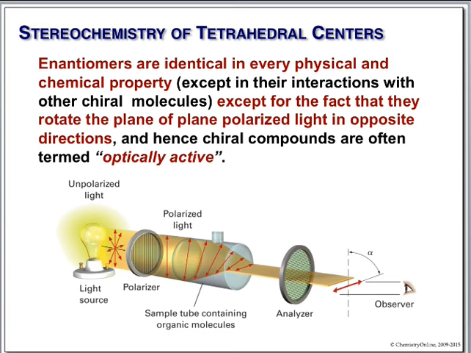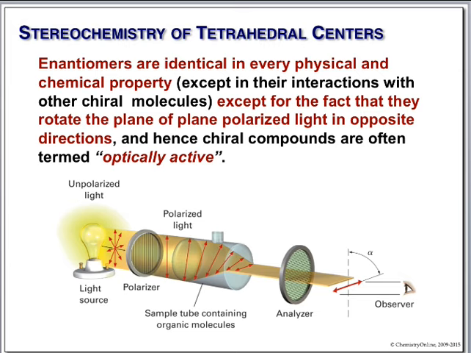You have an analyzer here. Take it and turn this until you can see the light coming out. The angle that you turn it, called alpha, is the amount that the thing is rotated. Enantiomers will rotate plane polarized light, and they do it in totally opposite directions. That means that this one would rotate it to the right, and this guy would rotate the plane to the left.